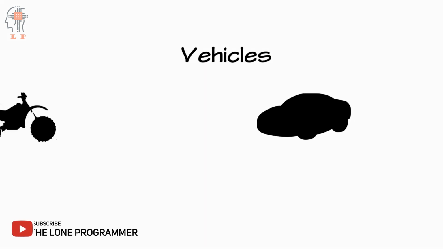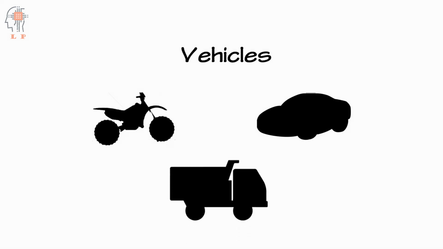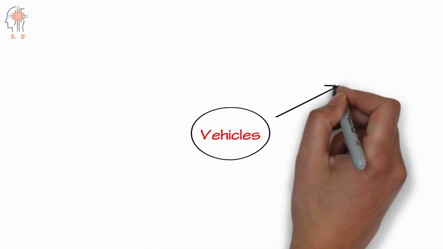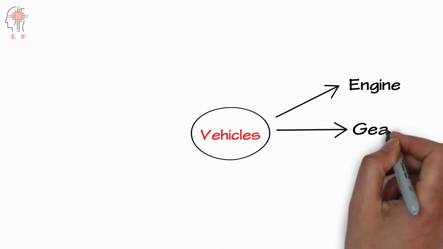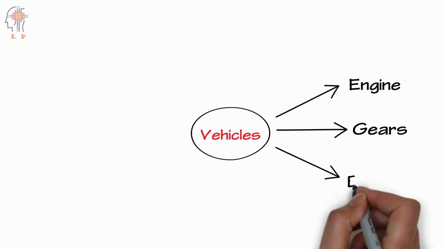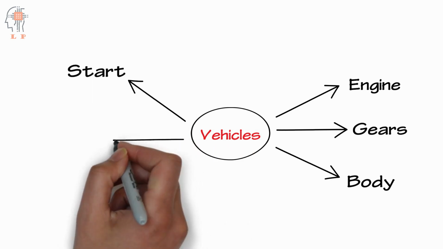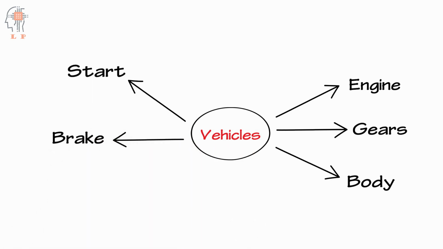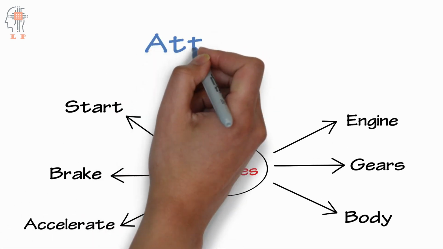Consider the general category of motor vehicles. Cars, motorcycles, trucks, etc. are different types, but still all of them come under the category of vehicles. Now let's analyze this vehicle in detail. Every vehicle consists of an engine, they have gears and of course a body. And it can perform actions like starting, braking and accelerating. All these are called attributes of a vehicle.